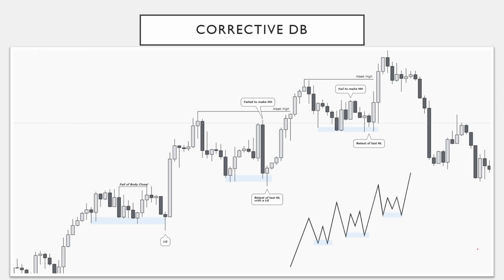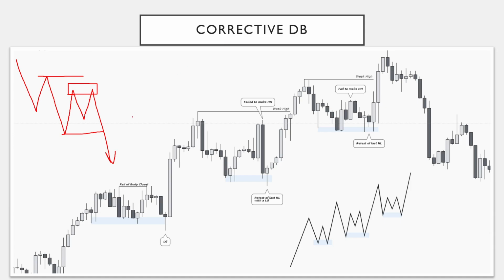Okay, so this is the corrective double bottom. We also covered the corrective double top. So hopefully it really makes sense when it comes to corrective double tops. We're having a downtrend. There is our major lower high, sorry. We pull back, the market tries to push, it fails, returns back, and then it breaks. So there is the corrective double top.